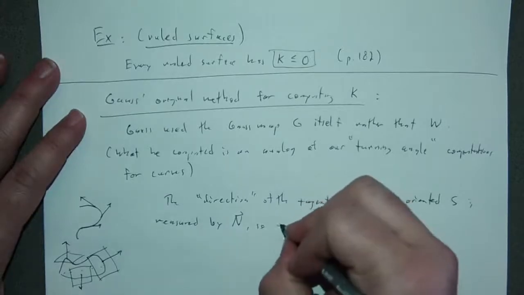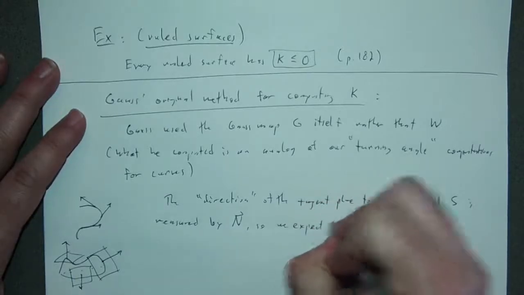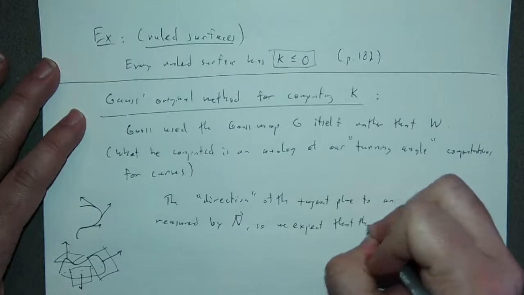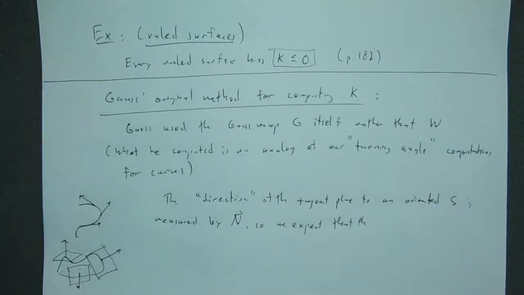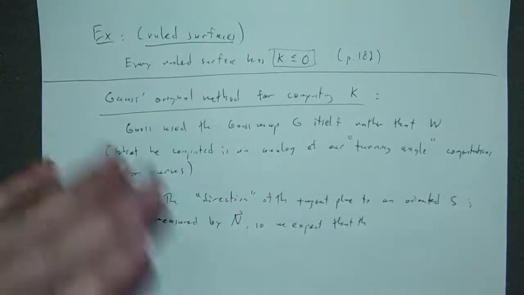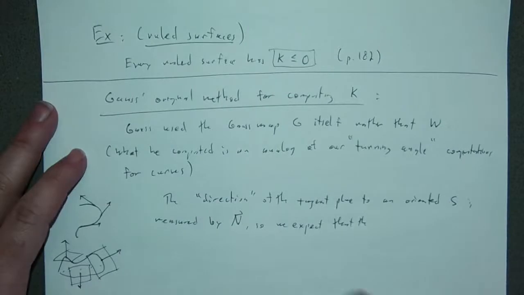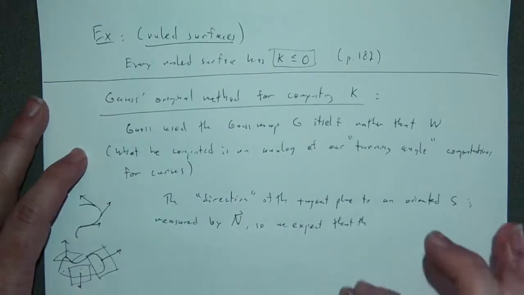So we expect that, I mean, this was the reason why we used the Weingarten map in the first place, it was telling us something about direction. Since the Gauss map was tracking the normal, the rate of change of the Gauss map should tell us something about how this curve was curving, right? Because this was the rate of change of the direction of the tangent plane. So we're still kind of using this idea here with what I'm about to say, but it's slightly different.